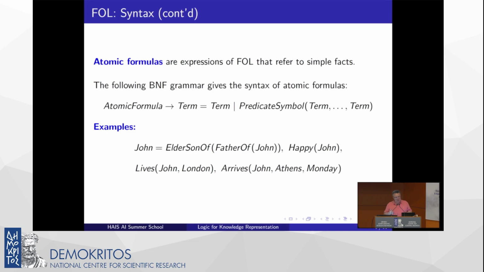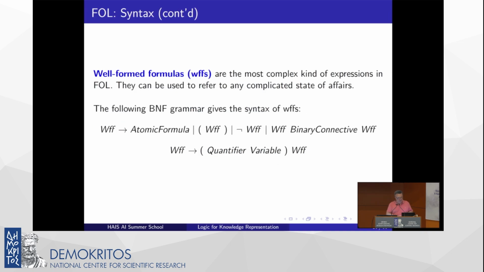Now, atomic formulas denote simple facts, and they are written like term equals term. For example, John equals elder son of father of John, or a predicate symbol and then a list of terms, like happy John, or lives John London, or arrives John Athens Monday, and so on.